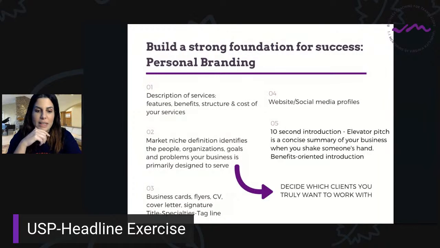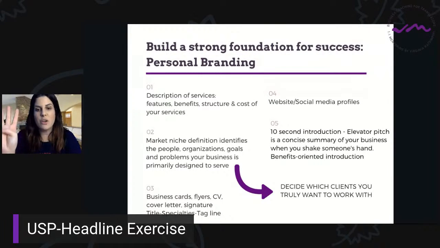Signature: you definitely have a signature in your email where you have who you are, your name, surname, your title, what you do, the link to your website, the link to your email, for example, or any social media links where you have accounts. So title, specialties, and tagline are those that we're going to work on together today.